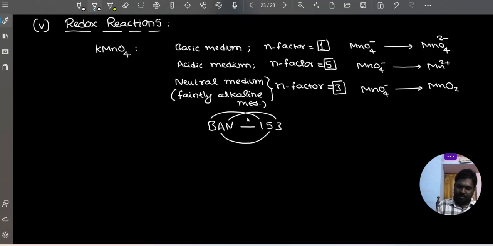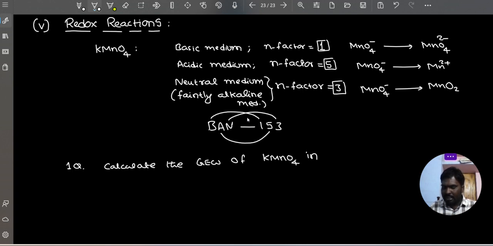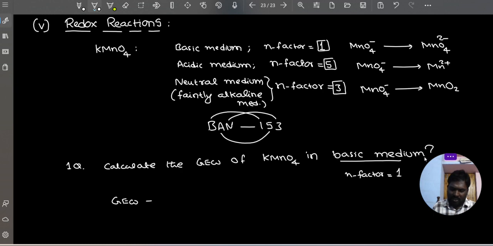Now one simple question. Calculate the gram equivalent weight of KMnO4 in basic medium. Basic medium n factor 1, remember 153. Now gram equivalent weight equals KMnO4 gram molecular weight 158 divided by n factor 1. So 158 by 1 is 158. What is the answer? 158. Understood?